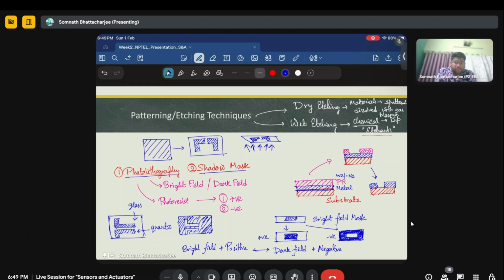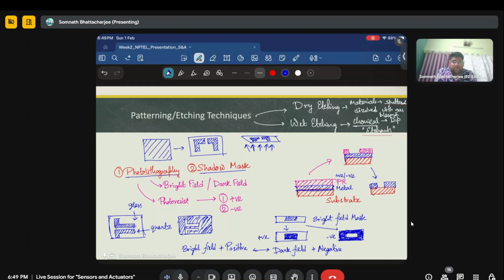It depends on the substrate? No, the substrate is the same in both cases. We are just using the bright field with the positive one, dark field with the negative one. And ideally, we should have the same pattern, right? Right. Ideally, it should be there.